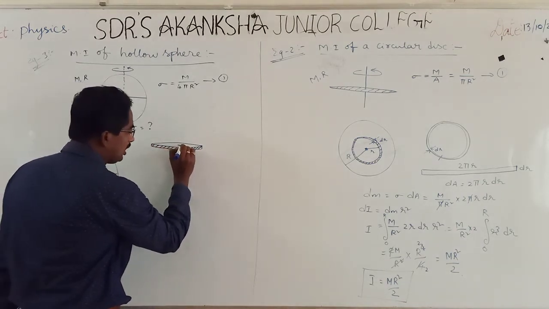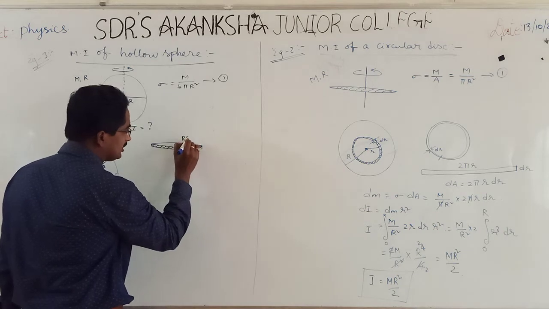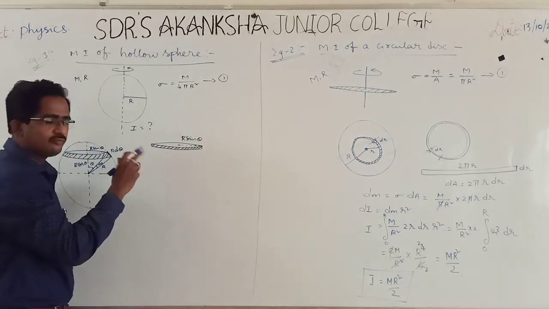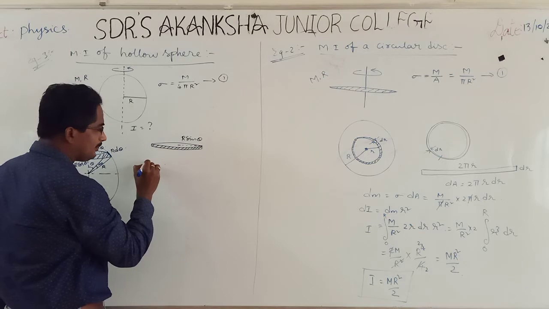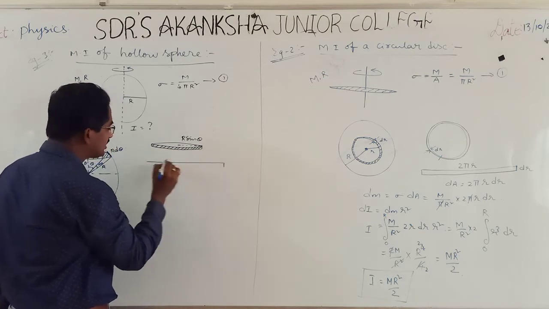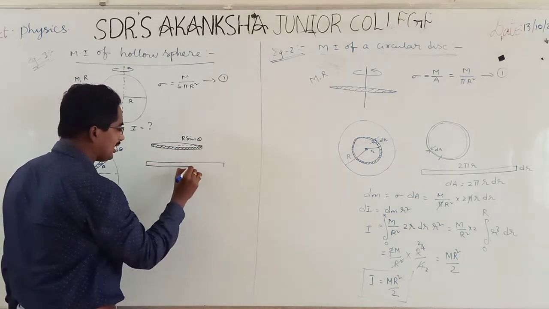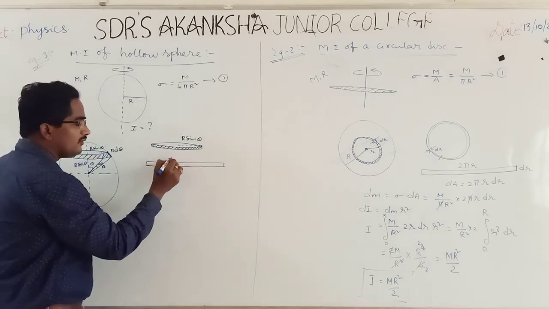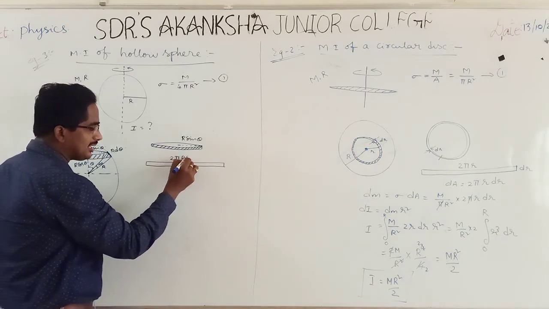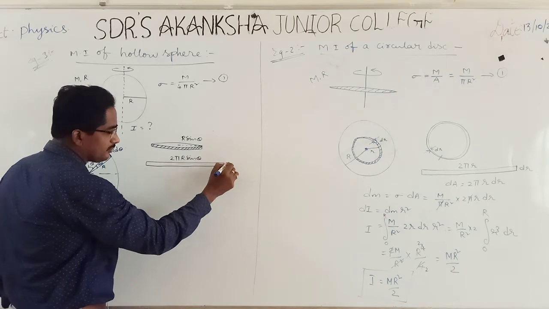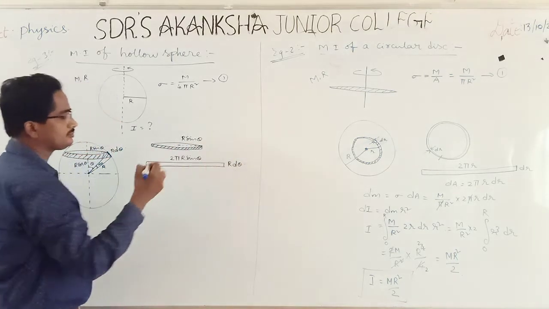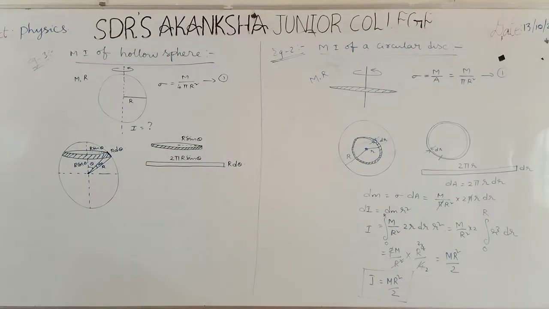Its radius is what? Here, r sin theta. Then its circumference is what? 2 pi r sin theta. By that, if you cut down this one and straighten that, you are getting a rectangular element like this with the length of 2 pi r sin theta and a breadth of r d theta.